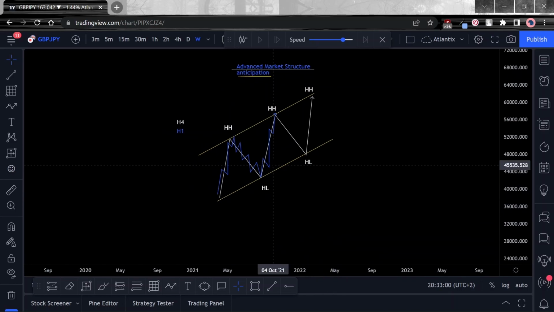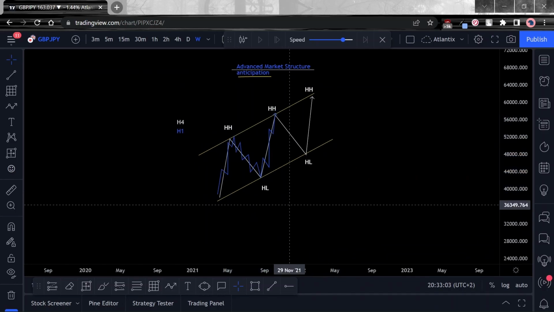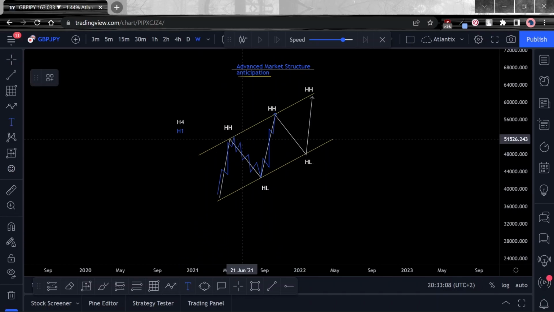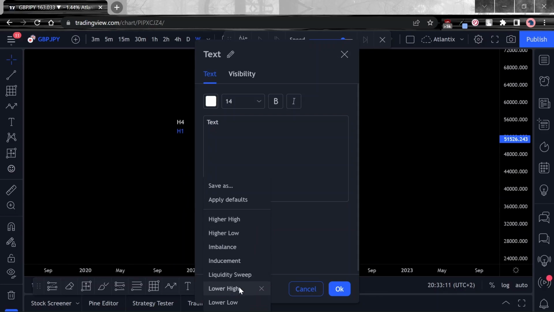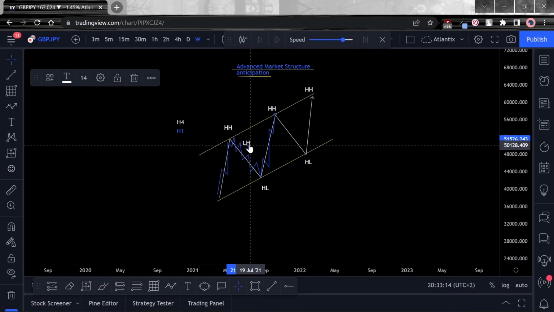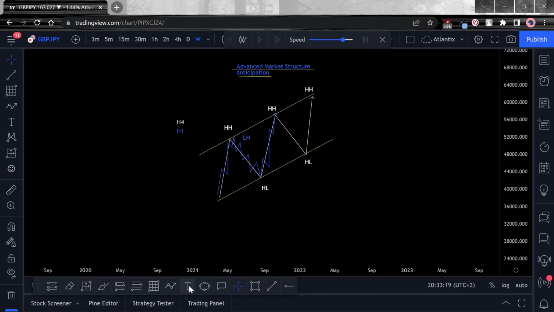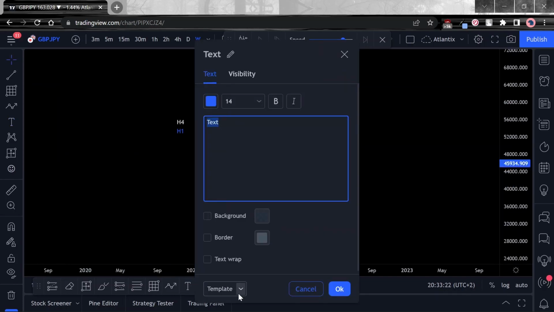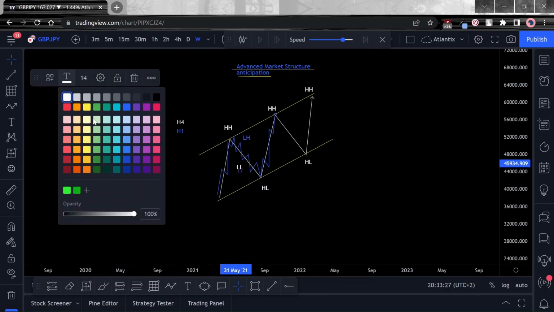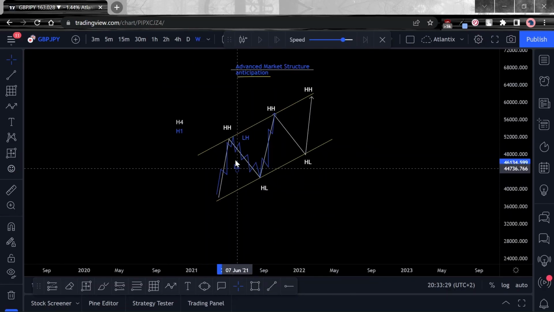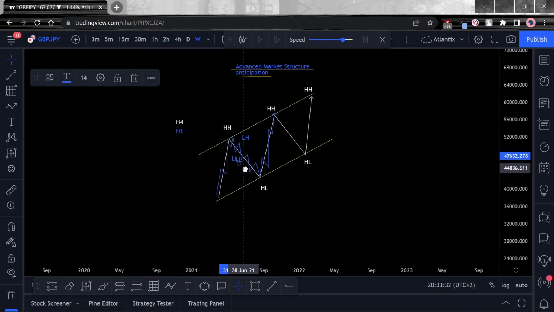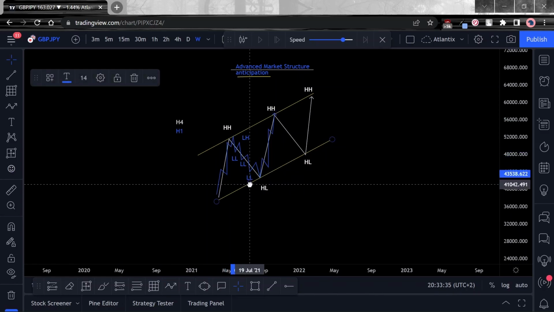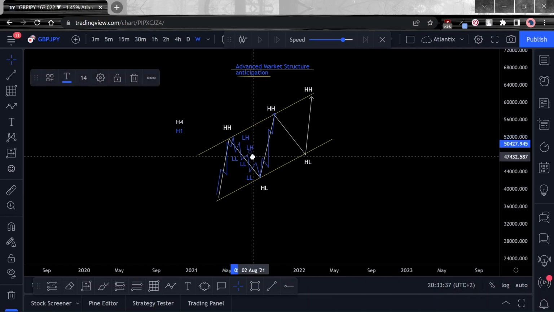Okay, so this is what we have in terms of our internal structure. And if we were to label our internal structure, we can all agree that at this point we've got a lower high and we've got a lower low. Let's label this in blue, and then we've got our lower lows coming in over there in blue again, right? So these are our internal lower lows and our internal lower highs.